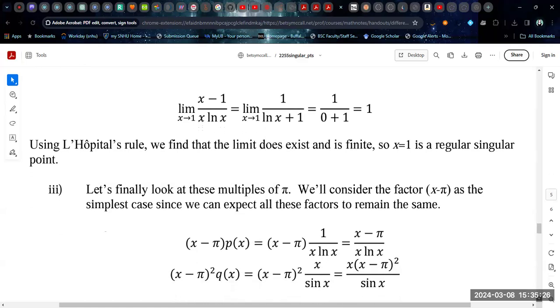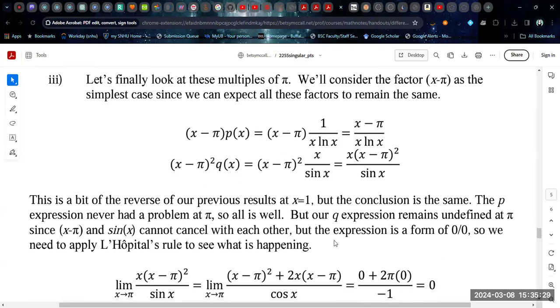And then finally, we look at the same case where we have x minus pi. Okay, we'll just consider one version of pi. If I multiply p of x by x minus pi, I get this crazy expression, but if I plug pi into my denominator, it's perfectly fine. So this isn't the one I have to worry about. This one is just regular. I mean, it's fine the way it is. It's just some crazy number.